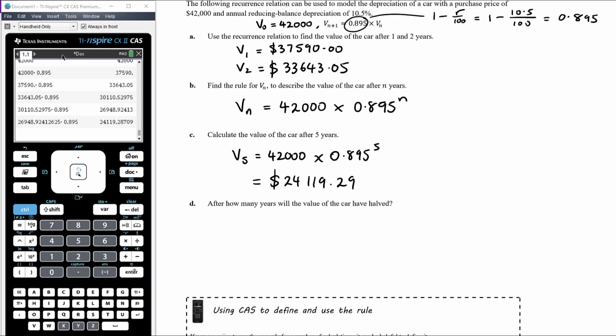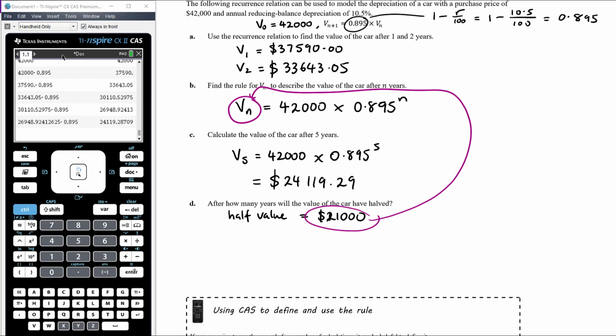Part D, after how many years will the value of the car have halved? Okay, the original value of the car was $42,000. Half the value is going to be $21,000. So we want to know how long will it take for the value to be $21,000. Find the value of n if the value is $21,000. So 21,000 equals 42,000 multiplied by 0.895 to the power of n.